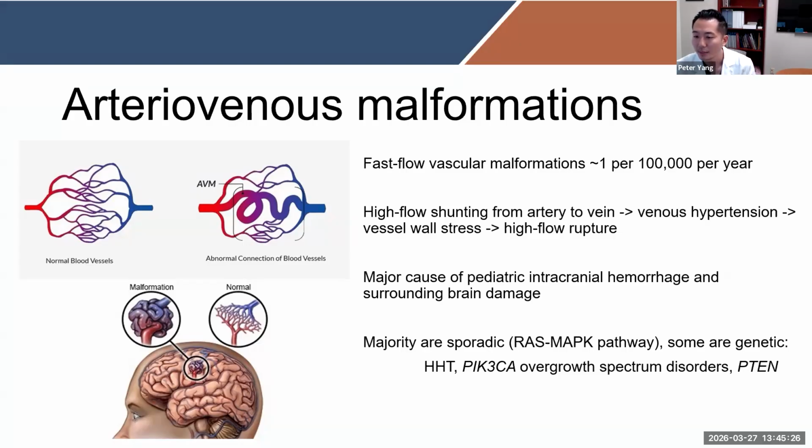This causes venous hypertension with increased stress within vessel walls that do not normally withstand high pressures, which can then result in high-flow rupture or bleeding. Bleeding or hemorrhage from AVMs is a major cause of non-traumatic intracranial hemorrhage in pediatrics, which has immediate and delayed consequences related to surrounding brain damage. Most AVMs are sporadic, meaning they form at random, but some are associated with genetic conditions.